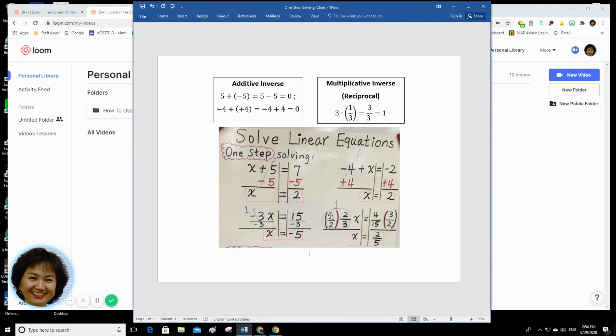Now you can see 3/2 times 2/3, we get 1. That's why we get this 1x left on the left side by itself. Then the right side, it's just 4/15 times 3/2. The result is 2/5. So x equals 2/5. That is our answer.